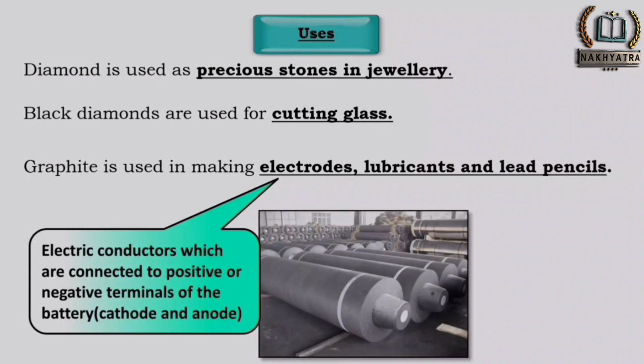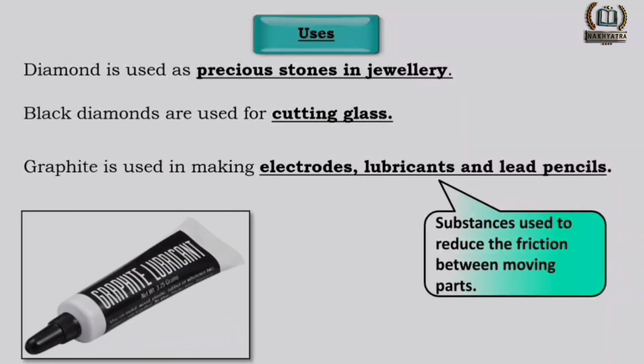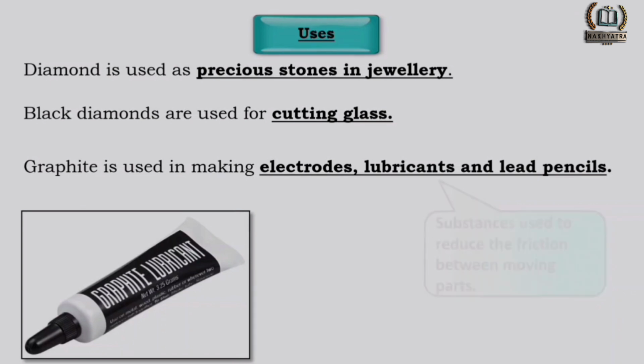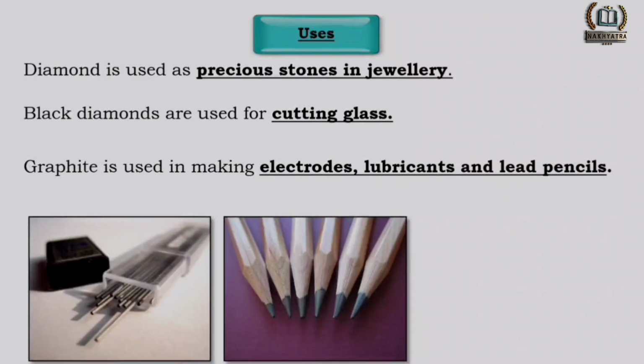Electrodes means the electric conductors which are connected to positive or negative terminals of the battery. That means the cathode and the anode. So these are electrodes which are made from graphite. Now lubricants are substances used to reduce the friction between the moving parts. And the lead pencils, see this grayish black, these are graphite.